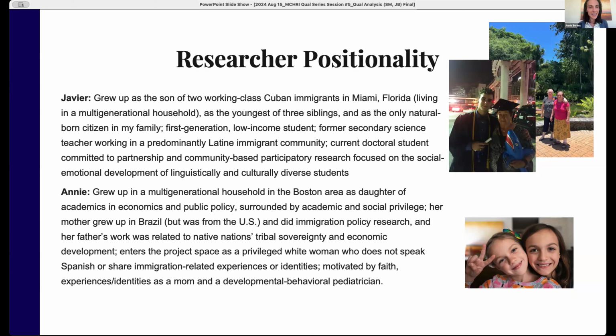So definitely a lot of humility around everything that I have to learn going into this space, not having shared a lot of these experiences around immigration, not speaking Spanish. I struggle along a little bit. Javier can attest, it's not pretty. But I'm also really influenced by my experiences as a developmental behavioral pediatrician and a mom, and found that still creates really deep opportunities for connections and experiences in doing this work.